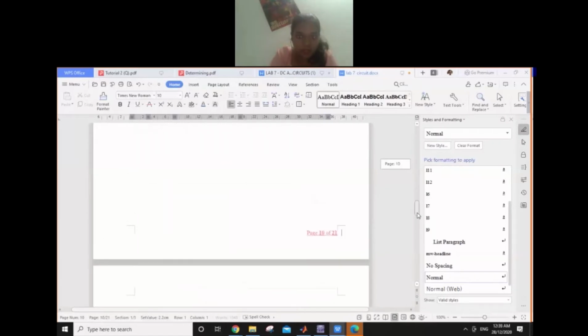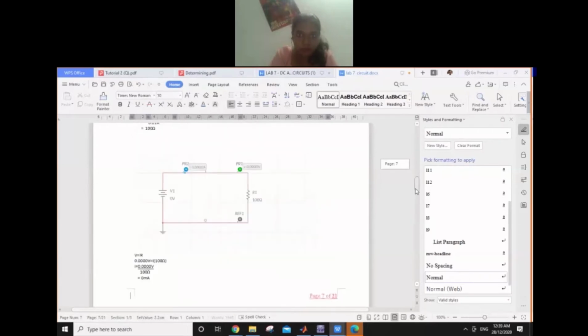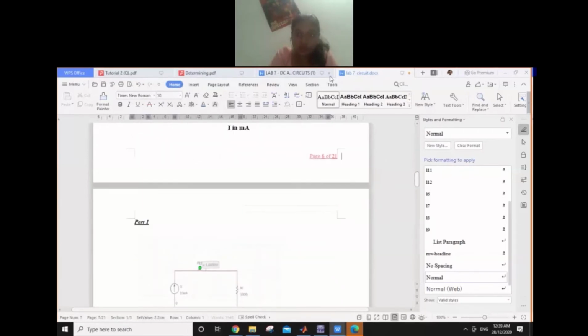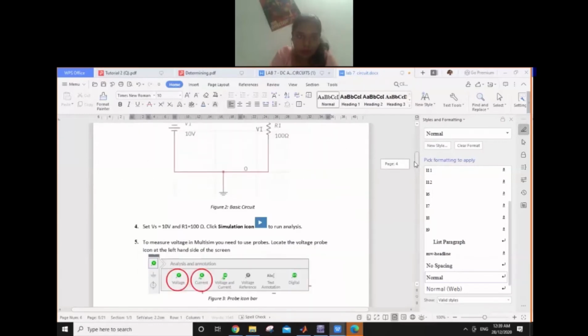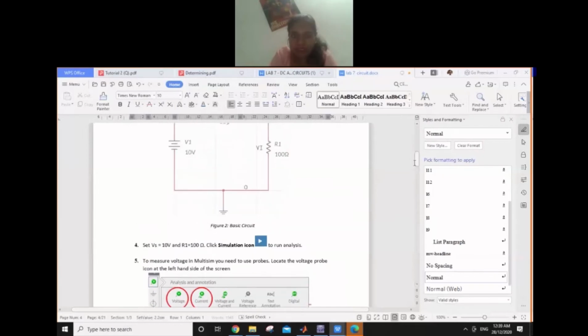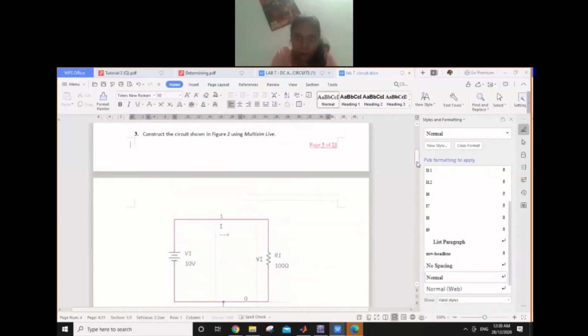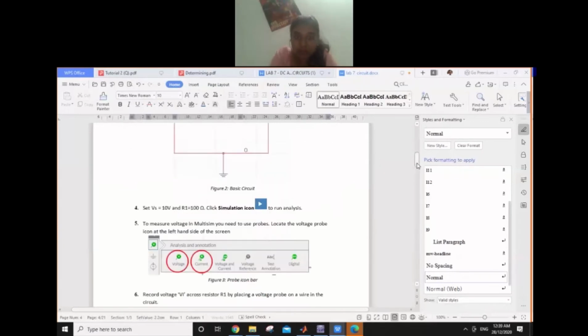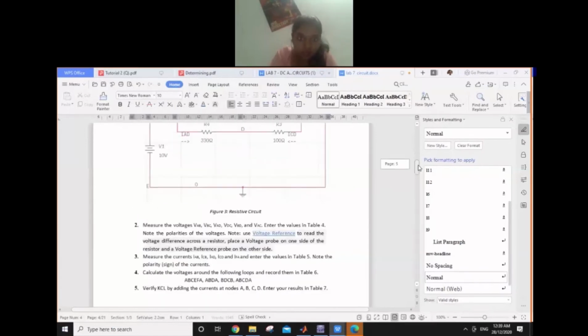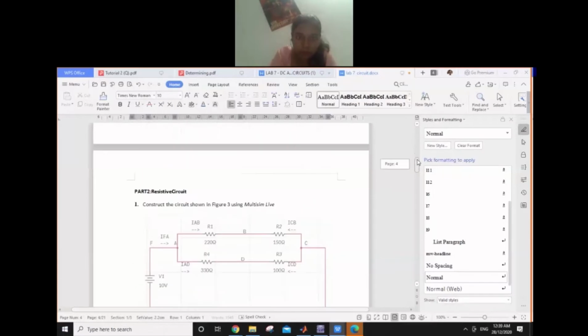As well as that, we need to do figure 2. It's not the same, but something similar to figure 1, but there is a difference between them, and you can do the circuit according to the procedures. You can read it slowly and do the circuit. So this is for part 2.